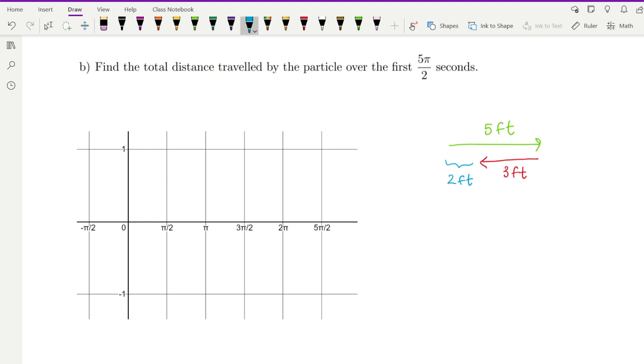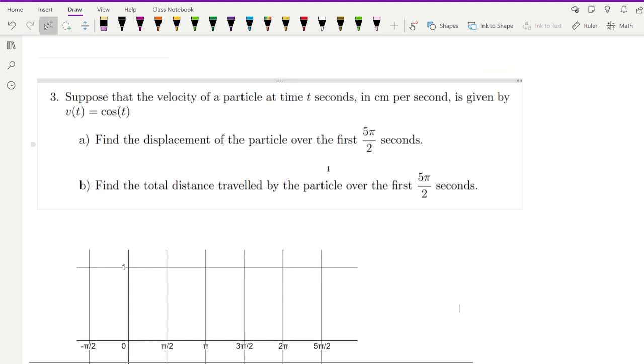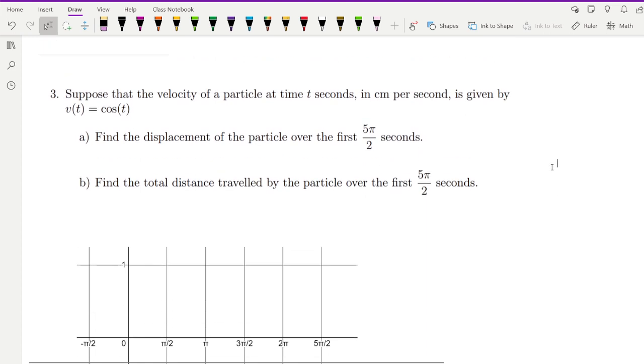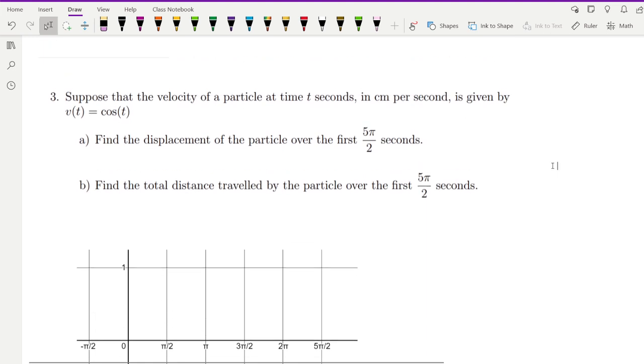Now, what about my total distance traveled? The total distance traveled does not care about which direction you're traveling, right? It's just adding up total, how far did you go? So to find the total distance traveled, I would just say 5 feet plus 3 feet is 8 feet. In this situation, we're asked to figure out both of these things. That means we need to figure out when the particle is moving forward and when it is moving backward.